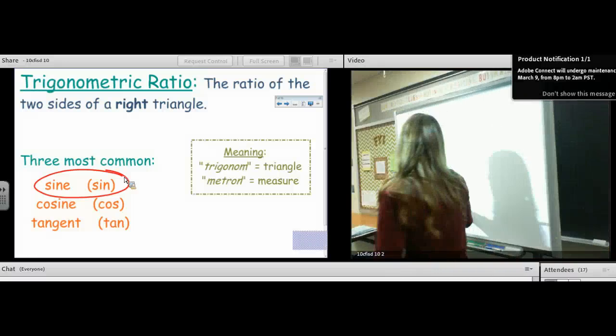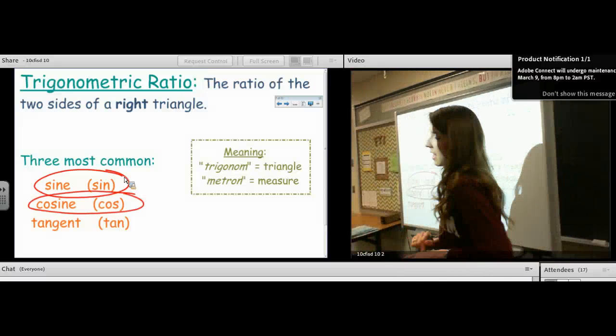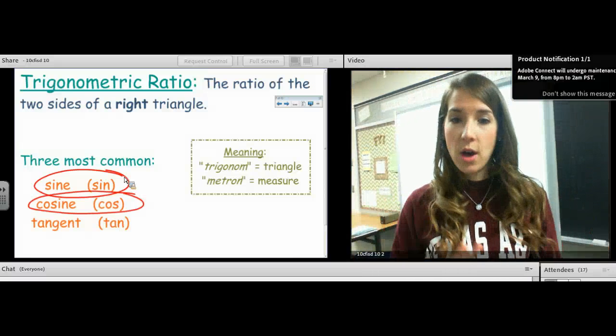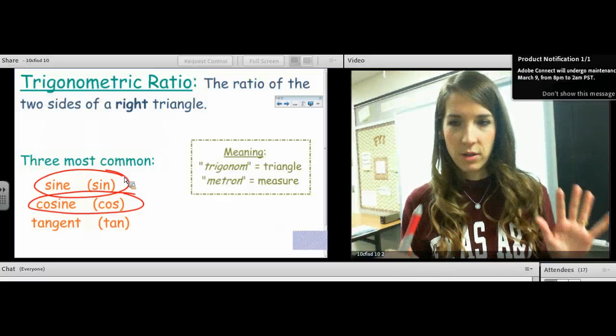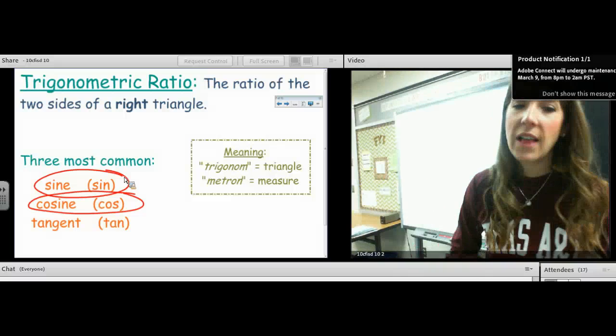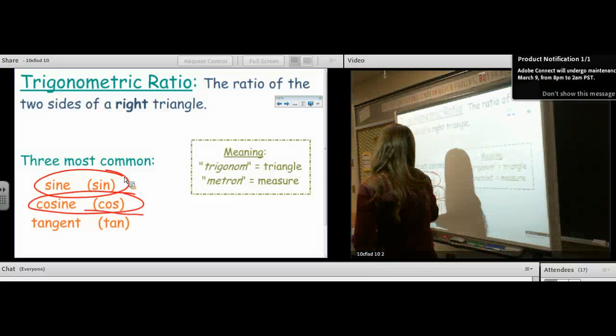And it really bugs me when people call it sin. The next one is called cosine. So it's just like sine with a co in front. It also kind of bugs me when people call it cos. Cosine. And the last one is tangent.